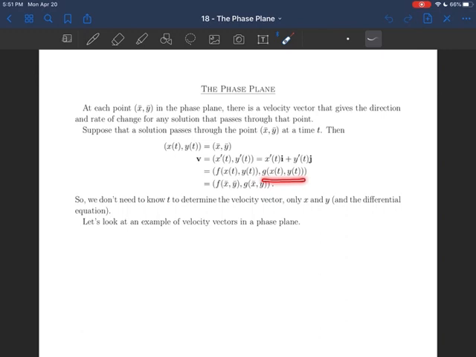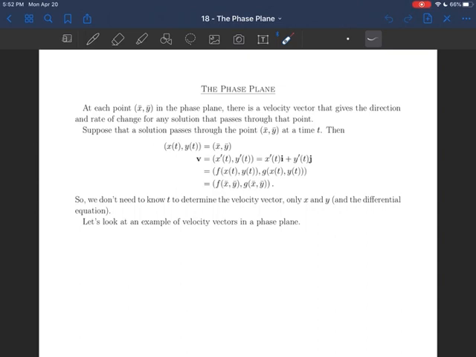Okay, so in any case, x prime of t, we know is equal to f of x, y because it satisfies the differential equation. So we could replace x prime with f of x of t, y of t. Similarly, y prime can be replaced by g of x of t, y of t. And of course, x and y we know are x bar, y bar. So what we see here is that to write the velocity vector v, we need to know x and y, so we need to know where we are in the plane, and we need to know f and g, we need to know the differential equation. What we don't need to know is what time it is. We don't need to know t in order to figure out the velocity vector. It only depends on x and y.